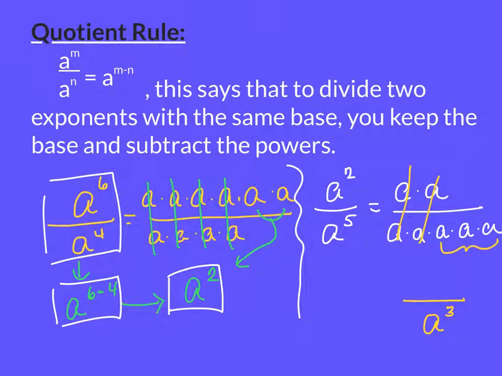I've got nothing left. I need a placeholder. It's not 0, because of course that would mean it was 0. It's 1. Let's look at that step here. This says, if I follow the direction, a to the second divided by a to the fifth would be a to the 2 minus 5. 2 minus 5, well, that's negative 3.